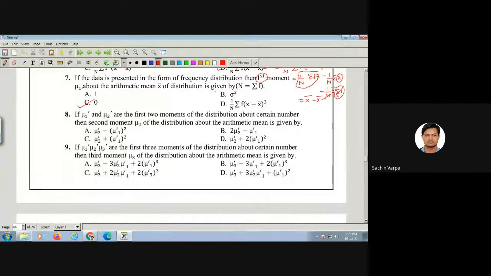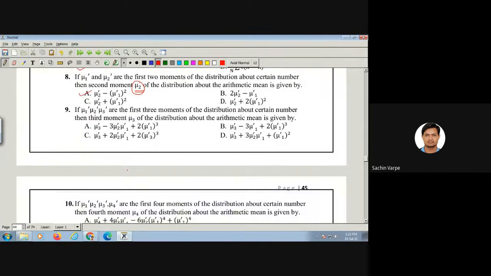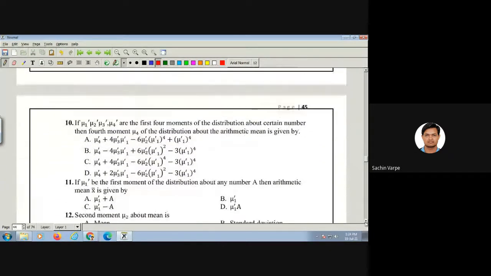If mu1 dash and mu2 dash are the first two moments about any value, then what is the relation, what is the formula for mu2? So this is the correct option here. Mu2 is equal to mu2 dash minus mu1 dash square. Similarly, mu3 is equal to, it will start from mu3 dash, so mu3 dash minus 3 times mu2 dash mu1 dash plus 2 times mu1 dash cube. Is this right? Next mu4 and so on.